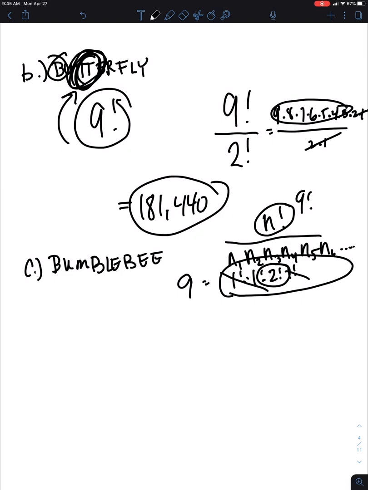Okay, so that's kind of what they call the distinguishable, I'll just give you the word, distinguishable permutation. Okay, all right, so let's do C.